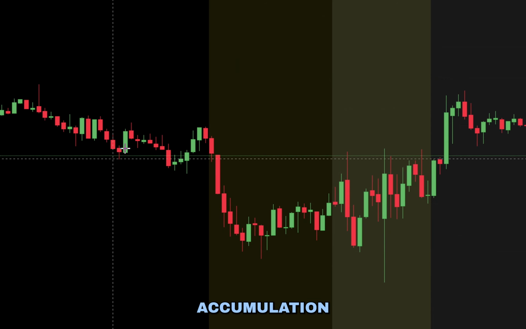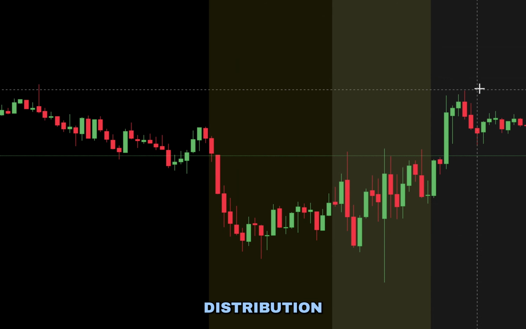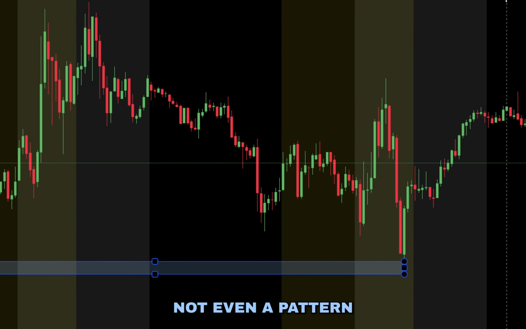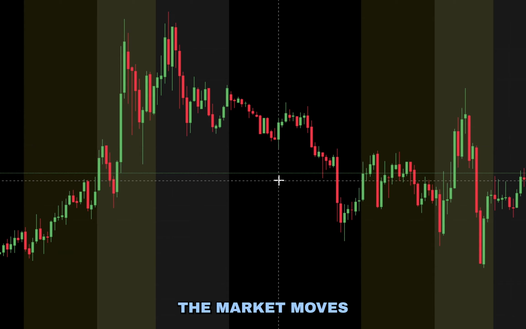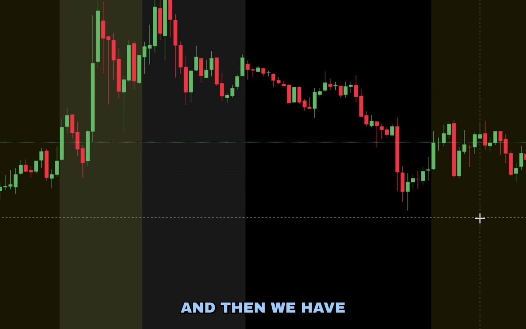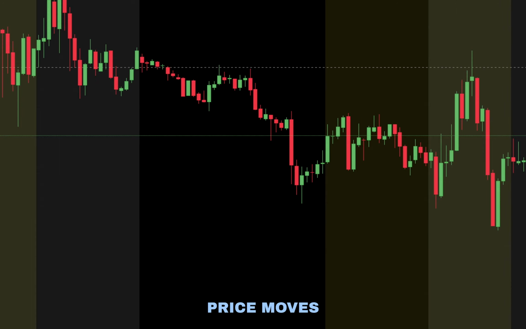We see accumulation, manipulation, distribution. It is a rinse, wash, repeatable pattern. Not even a pattern, but a way in which the market moves. We have price moving lower here, and then we have manipulation down here, and then price moves higher.